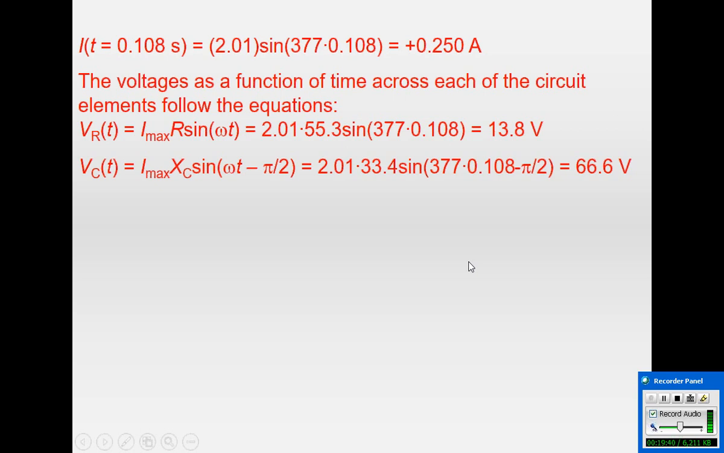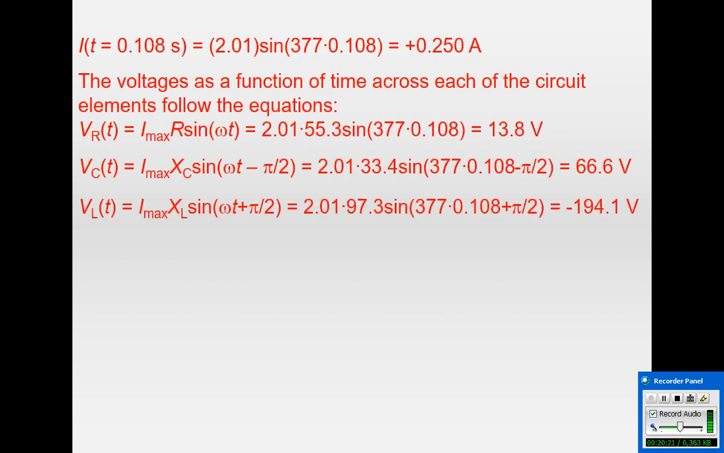A similar approach to the voltage across the capacitor, I max times the capacitive reactance times the sine of, well, now we have to worry about the phase shift. The voltage across the capacitor is behind the current through the circuit by pi over 2 radians. So because it's behind, it's minus pi over 2 in the argument of the sine function. Plug in our numbers, and we get that the voltage across the capacitor at 0.108 seconds is 66.6 volts.